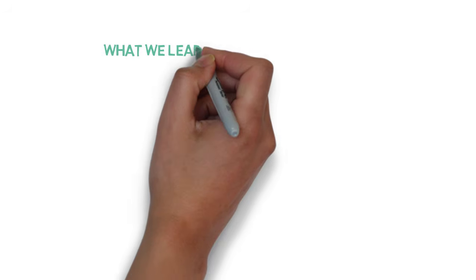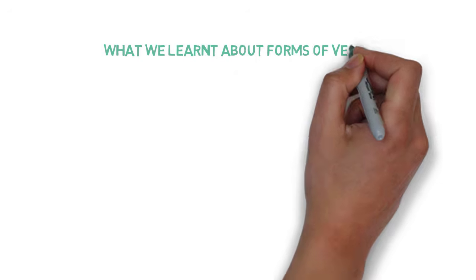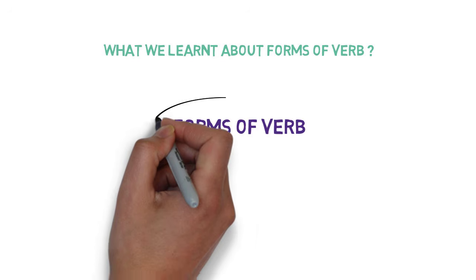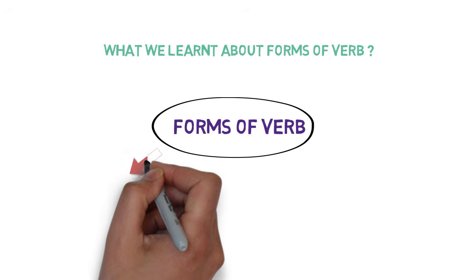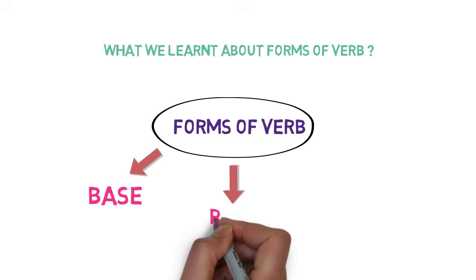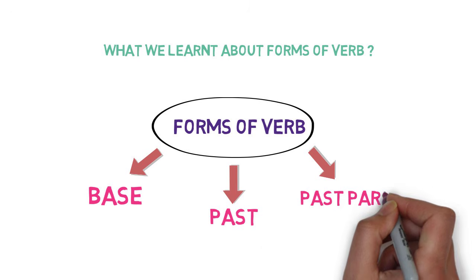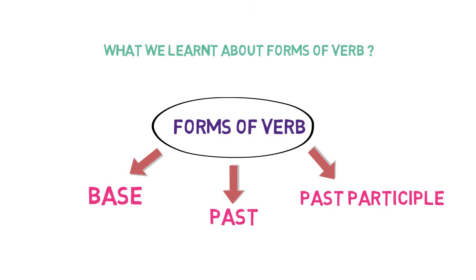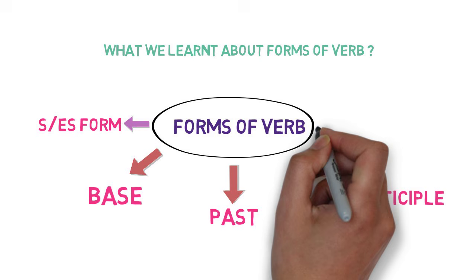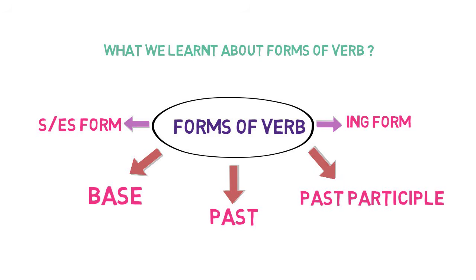Let's quickly revise what we have discussed about forms of verbs. There are mainly 3 forms of verb: base form, past form, and past participle form. And 2 other forms of verb: S/ES form, used for third person singular, and ING form, used when the work is still continuous while we are talking.